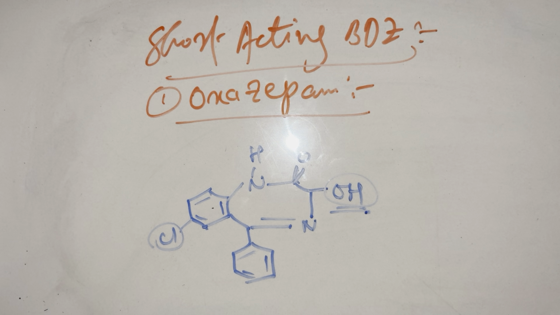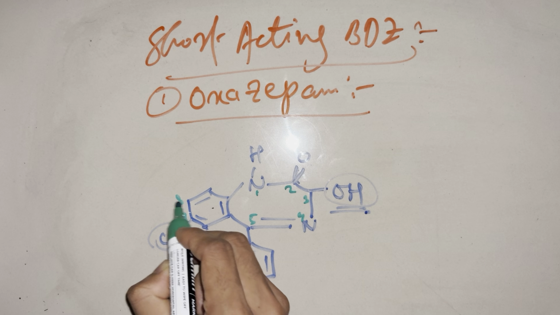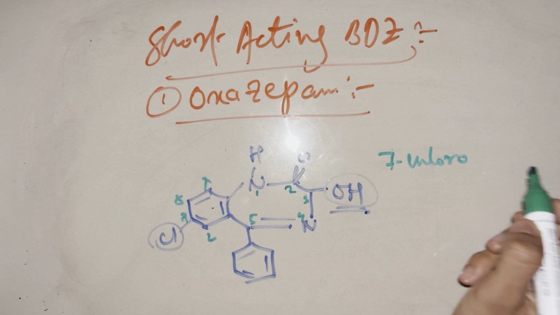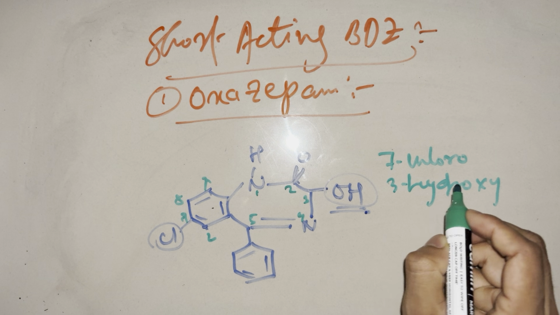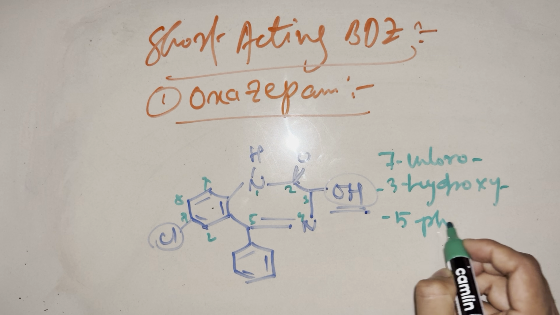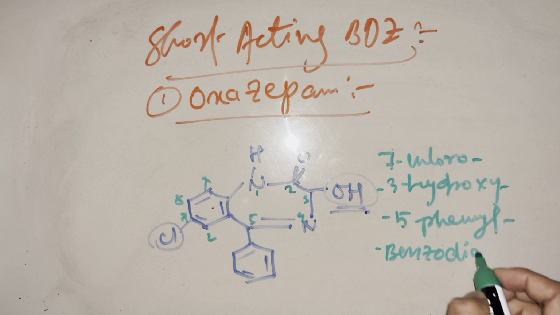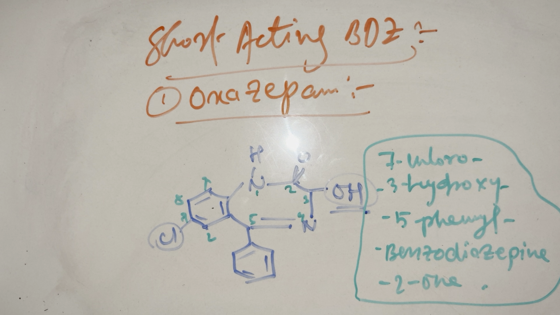So what will be the IUPAC name or chemical name? The chemical name will be 1, 2, 3, 4, 5, 6, 7, 8, 9. So 7-chloro, 3-hydroxy, 5-phenyl benzodiazepine, 2-one. Yes or no? So this is the chemical name.